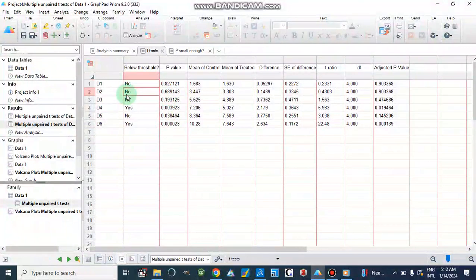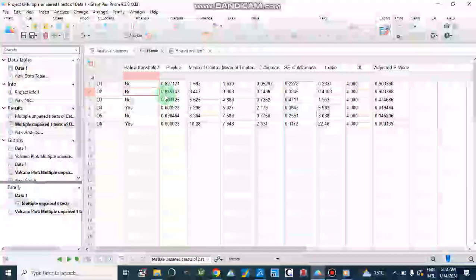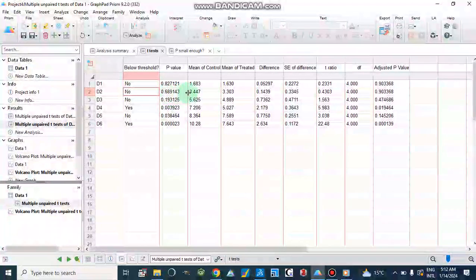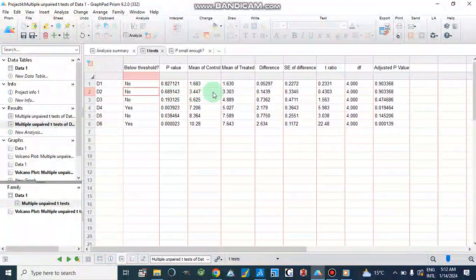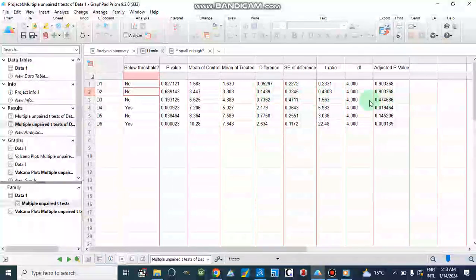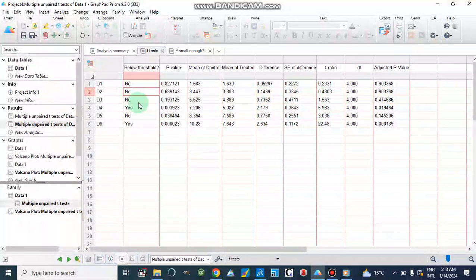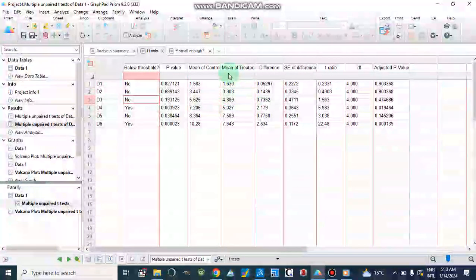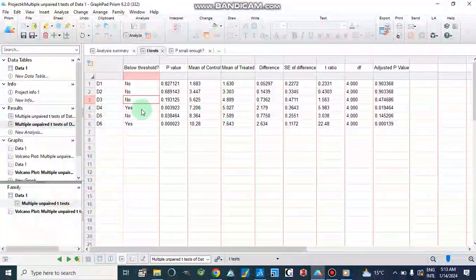In the second case, day 2, again the data is not significant. Here this option shows that the data is not significant and it is 0.068, and here if we look at the values, difference and adjusted p-value are shown. On day 3, the data is again not significant. The difference between the control and treated is not significant.